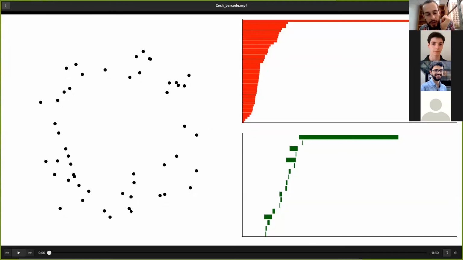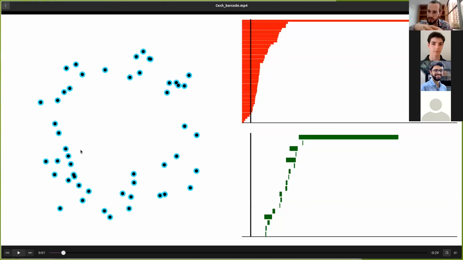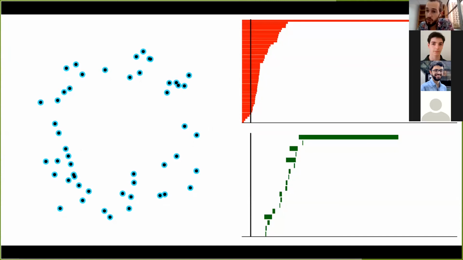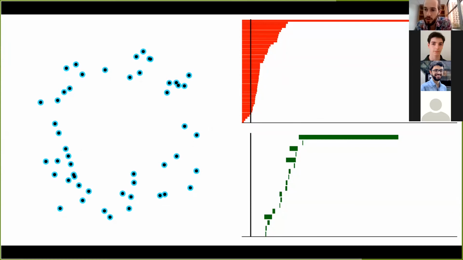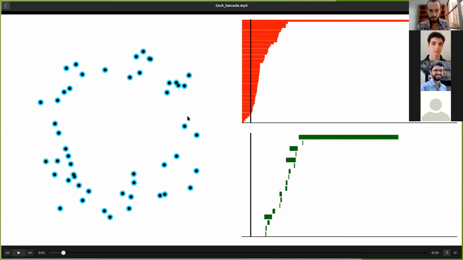So here, you can see a point cloud, X. I will consider its Čech filtration, its thickening filtration. This gives me a persistence module, and I can decompose this persistence module into intervals. And I obtain this barcode. In red, you can see the decomposition of H0, the zeroth homology group, and in green, H1. And in this barcode, you can see a lot of things.